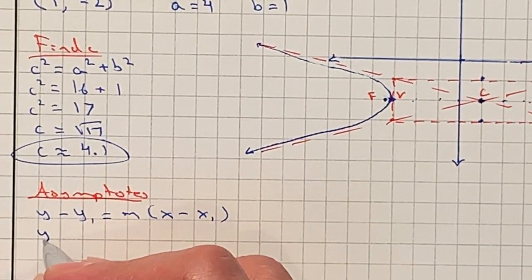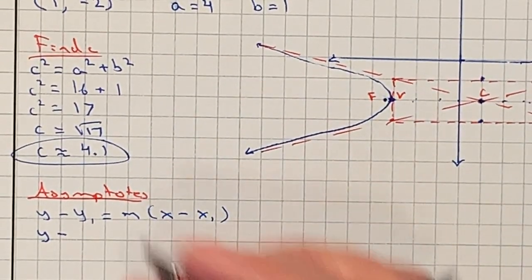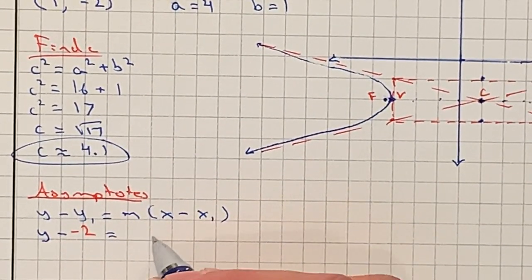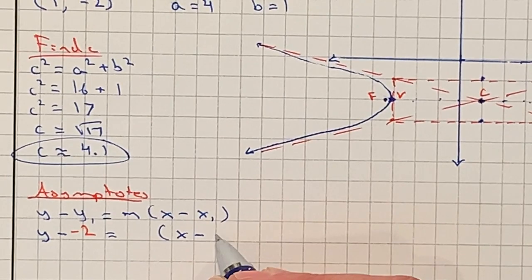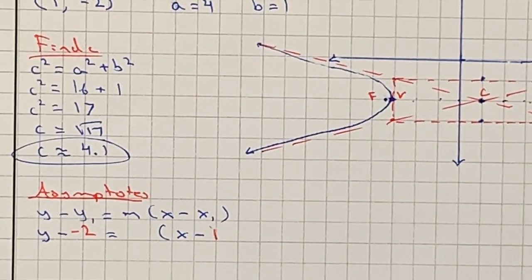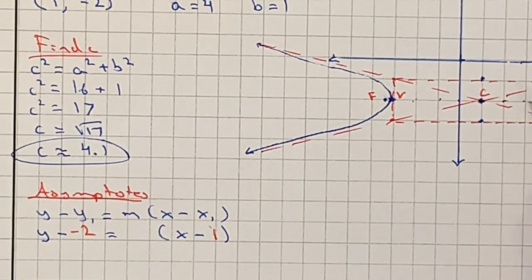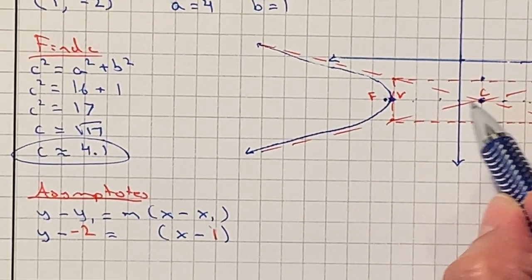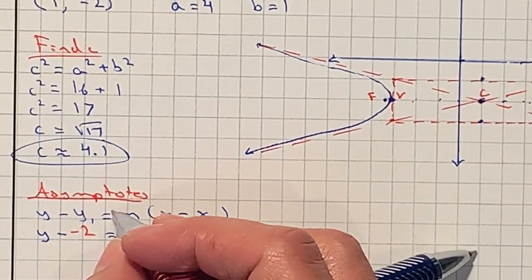So therefore it will be y minus negative 2 equals my slope, x minus 1. And notice that for your slope, one of them will be positive, the other will be negative. So we're going to do both of them at the same time.